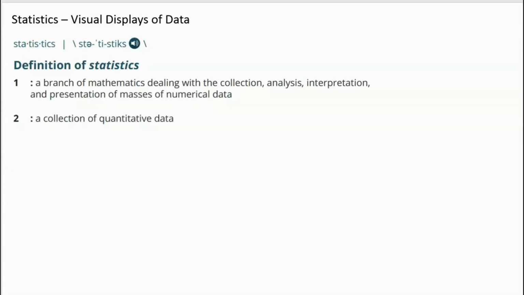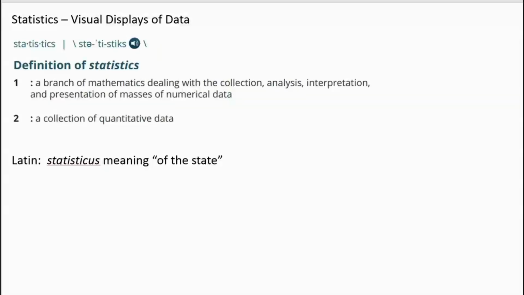To get started, I looked up a definition of statistics. Two different options. They really mean very much the same thing for us. A branch of mathematics dealing with the collection, analysis, interpretation, and presentation of masses of numerical data. And the second definition is a collection of quantitative data, which means numerical data. So that's what we're going to be working with. A lot of ideas in statistics you may very well be aware of.